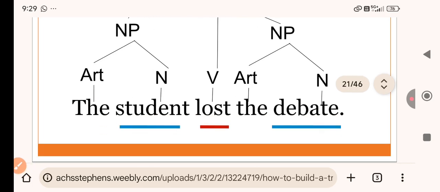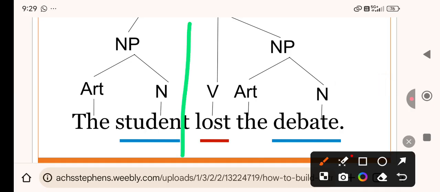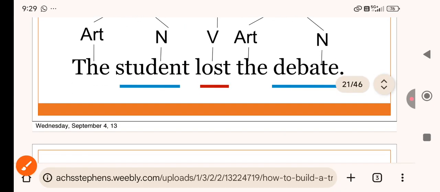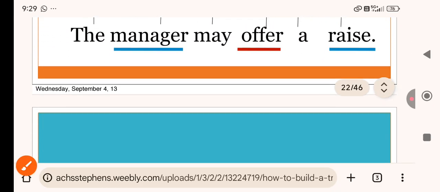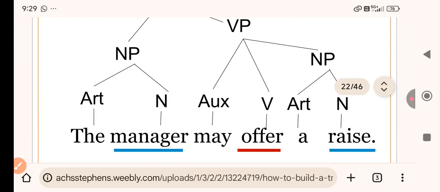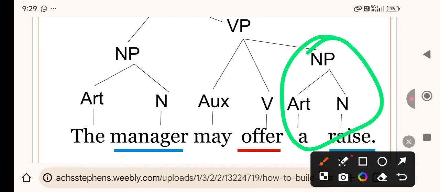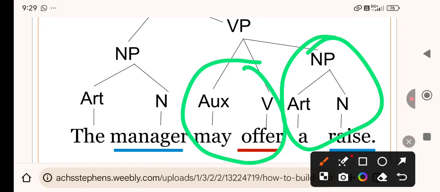Now next is the student lost the debate. The student, of course, is a noun phrase. Lost is a verb. The debate, very simple, the debate is a noun phrase. Okay, now next is the manager may offer. So the manager, then may offer is a verb phrase, but in the verb phrase a noun phrase is attached. So that's part of the verb phrase. In the verb phrase this is the auxiliary and this one, and then the noun phrase.